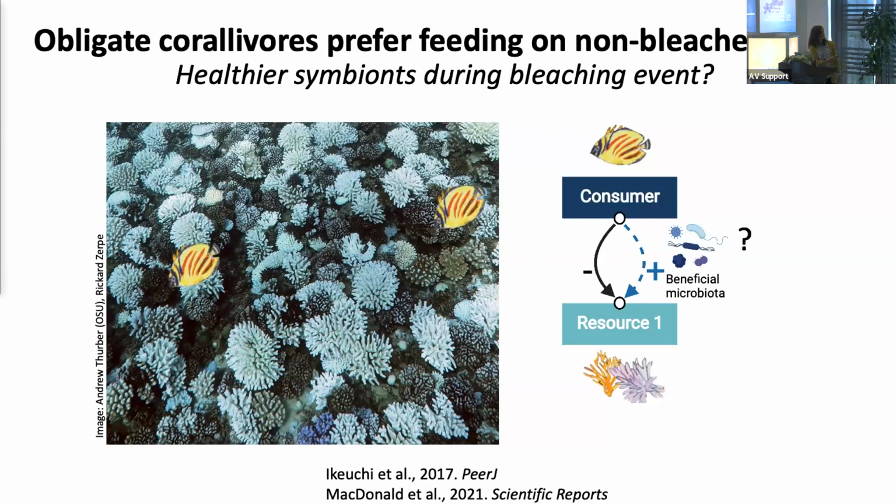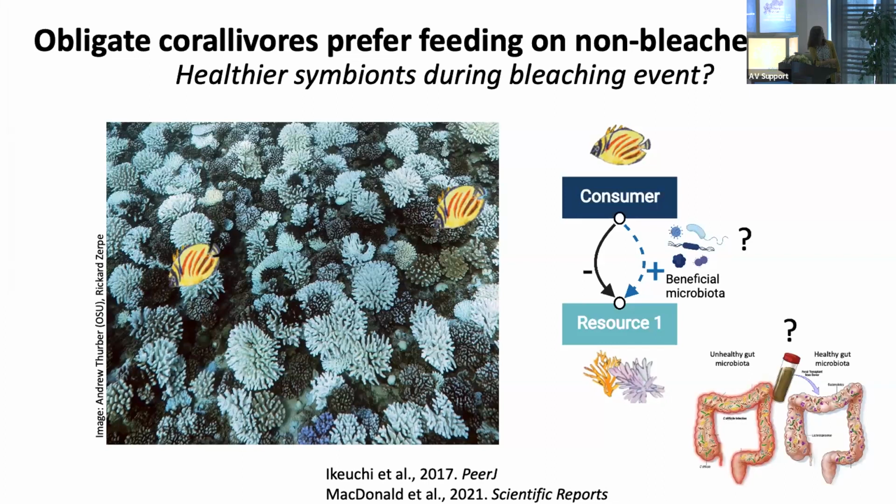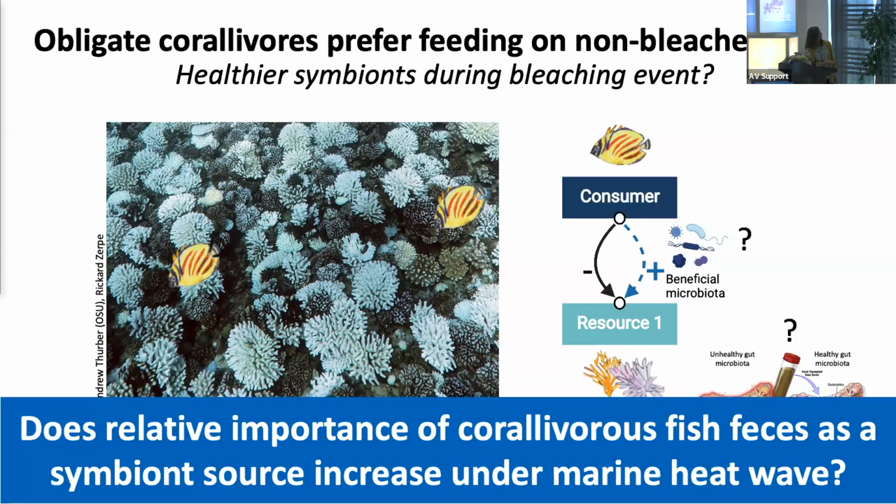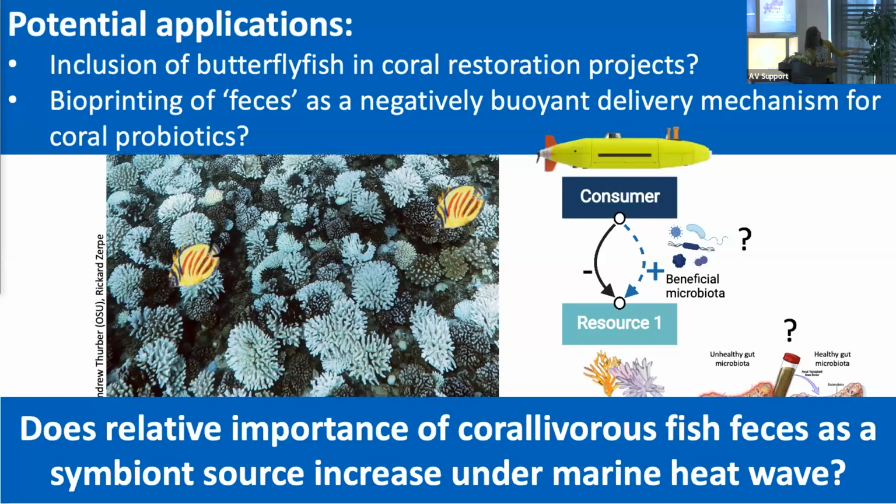And so in this kind of situation, although there are other sources of symbionts on the reef in the water or the sediments, it might be that during these heat waves the feces of coral-eating fish contain the most viable symbionts or specific types of symbionts that might be beneficial to corals. And so this could be sort of like a fecal microbial transplantation that occurs in humans. So this is another thing we're starting to test.